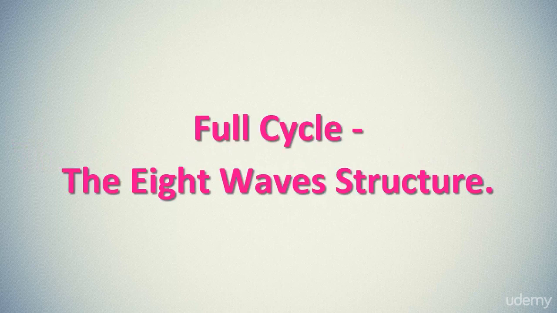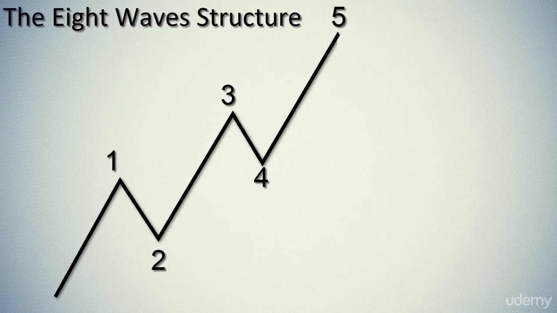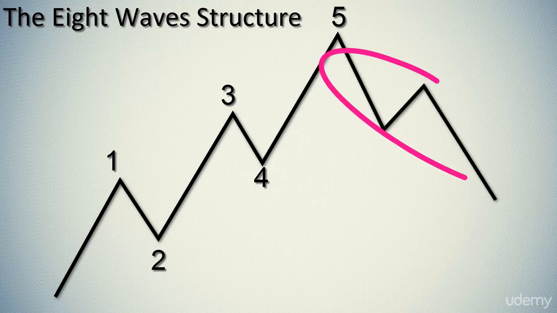Full cycle, the 8-wave structure. Wave theory presents the cycle scheme where the market is developing. The market development is carried out in accordance with the 5-wave structure, of which we talked in the previous lesson. But after its completion comes the rhythm of the 3 decreasing waves. We call the rhythm of the 3 decreasing waves the 3 waves formation.